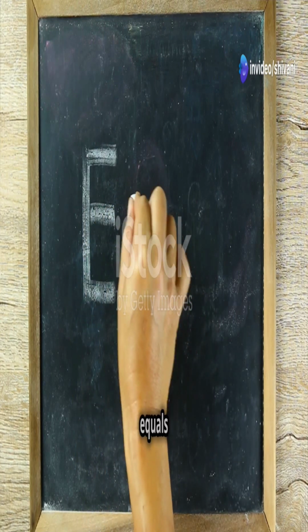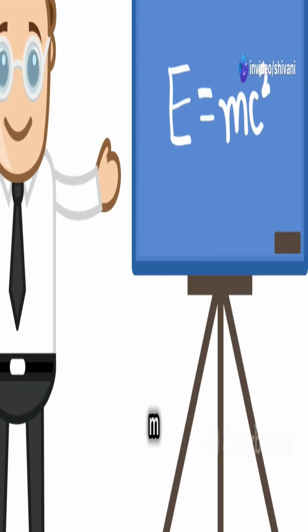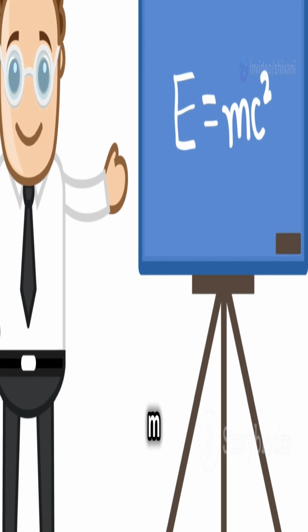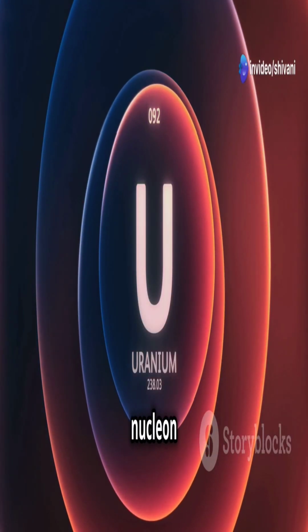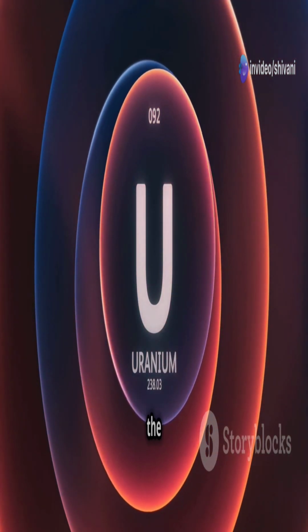Einstein's equation E equals mc squared. Delta M is the difference between Z times mp plus N times mn and the mass of the nucleus. Binding energy BE is delta M times 931.5 MeV. Binding energy per nucleon is maximum for iron, making it the most stable element.